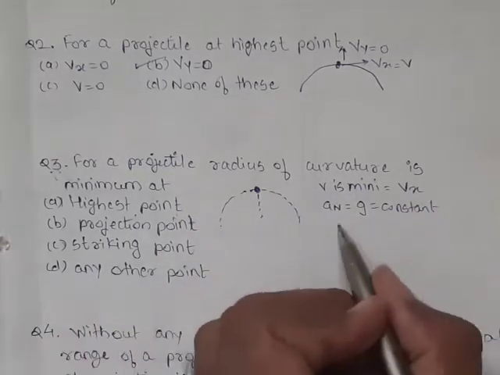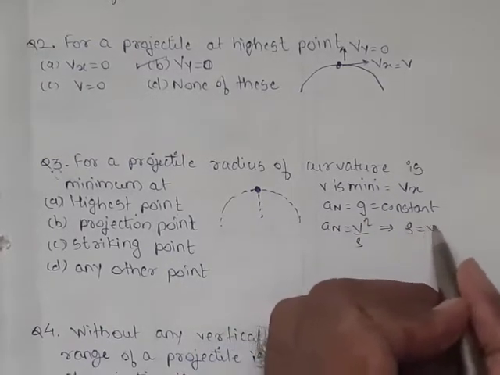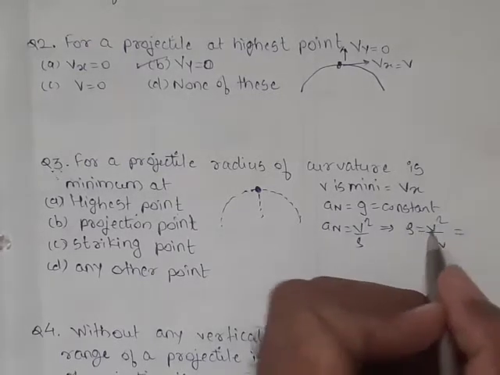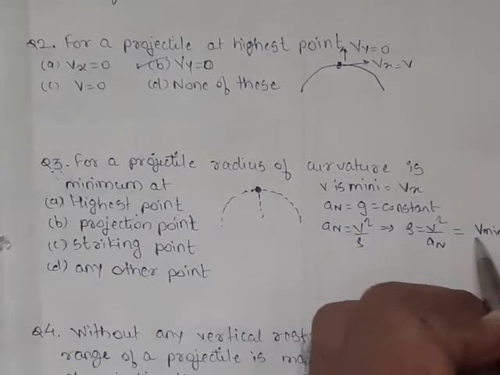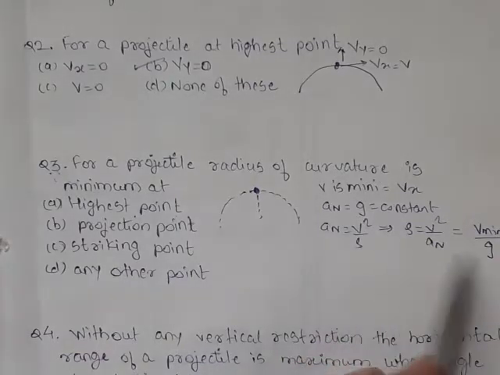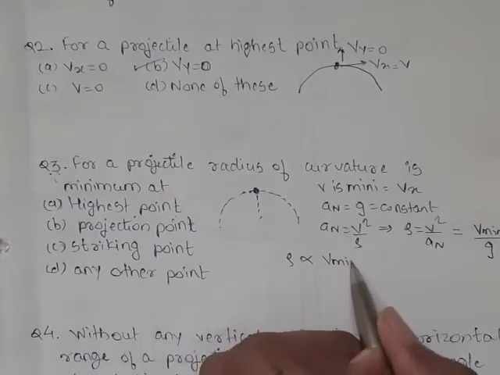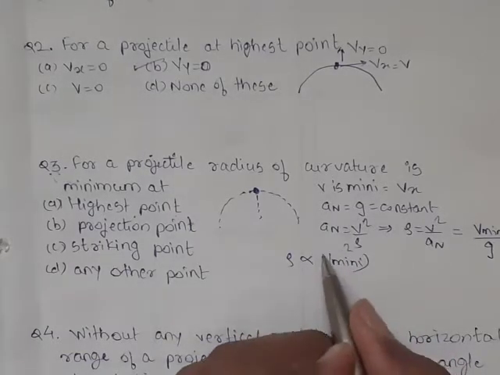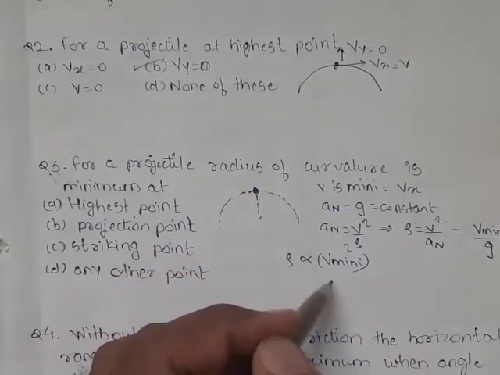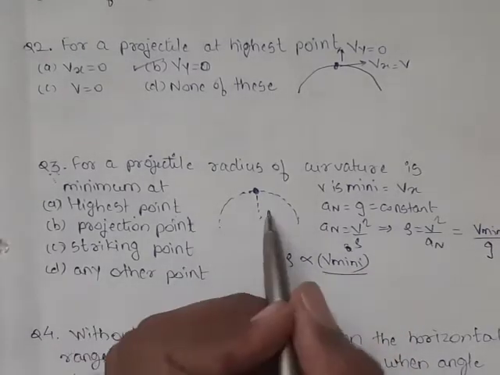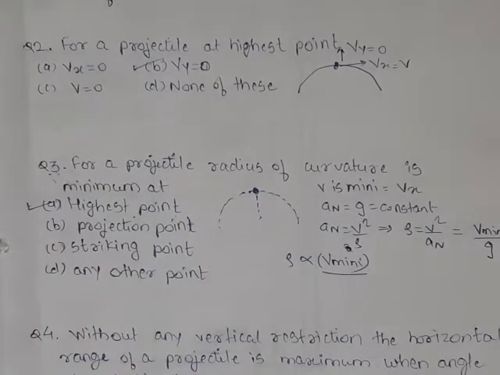Now if we use the formula an equals v square upon rho, we modify it as rho equal to v square upon an. In this formula, velocity at this highest point is minimum, v minimum. We are taking its square, and an is constant, equal to g. Since g is constant, rho is directly proportional to v minimum square. Means if velocity is minimum, the radius of curvature is also going to be minimum. So at the highest point, since velocity is minimum, the radius of curvature is also minimum. So option A is correct for question 3.